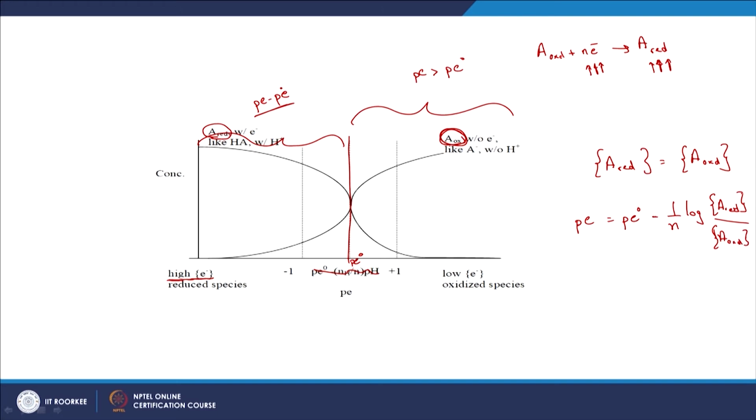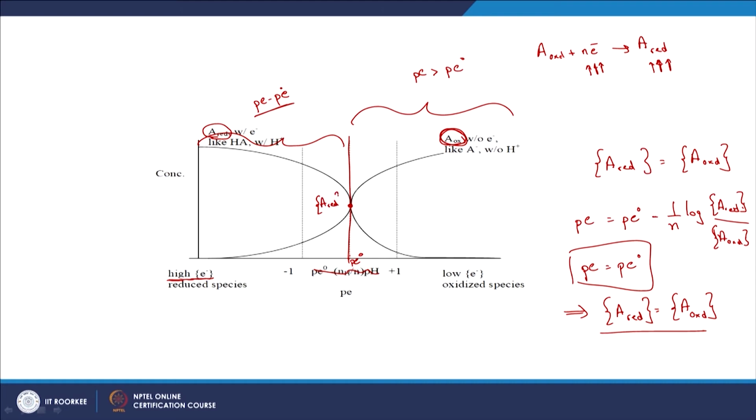So, obviously, when will these two variables be the same? When Pe is equal to Pe naught, right. Then what do you see? You see that the activity of this particular reduced form of the compound will be equal to the activity of the oxidized form, and obviously that is what you see here in the graph. So, at Pe naught, at this particular point, you see that the activity of the reduced form is equal to the activity of the oxidized form.